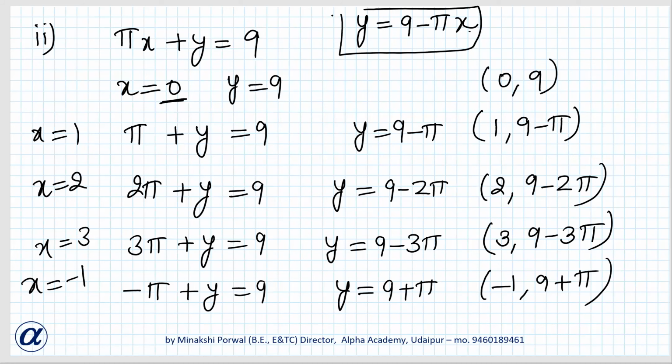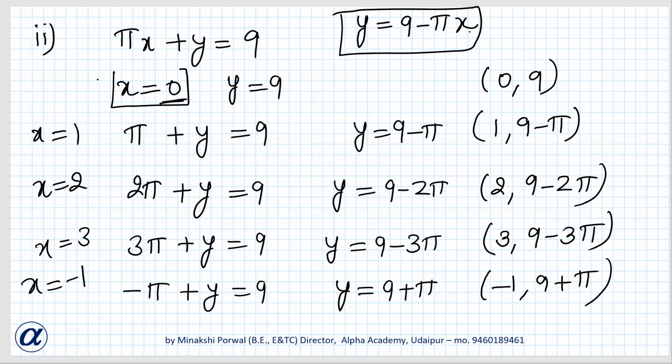Okay, when you are choosing x equals to 0, substitute this value here. y will be 9. x equals to 1, substitute this value here, so it will be 9 minus pi. When x is 2, it will be 9 minus 2 pi. This way you can find all the values.